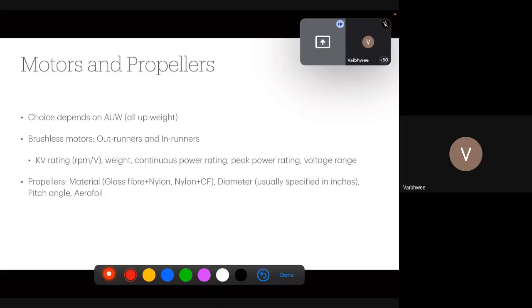Then of course the voltage range, whether this motor can be subjected to a 22 or 24 volt supply, or can be subjected to a 48 volt supply. What is the minimum supply at which it is going to run, whether it is 11.1 volts or 7 volts and so on. So the voltage range also becomes important.